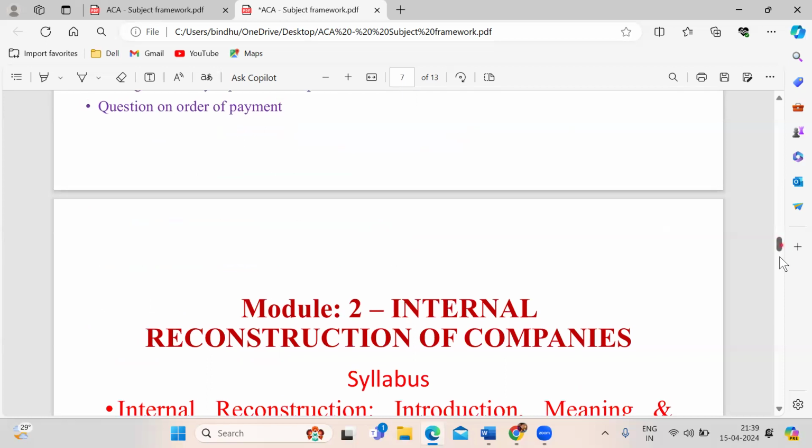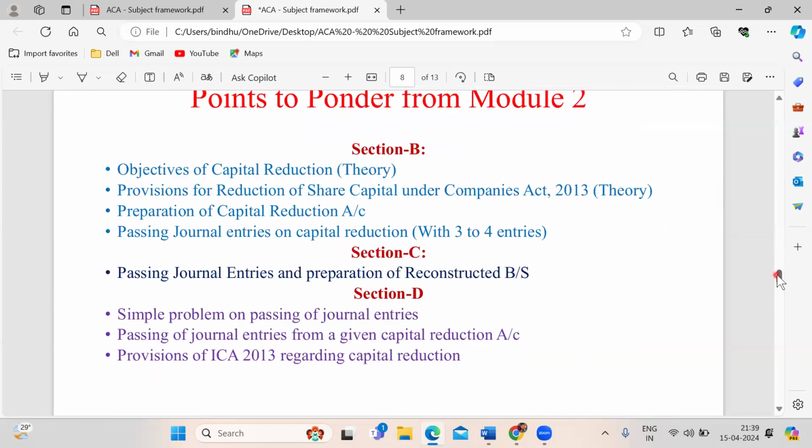And we have Section 2, internal reconstruction. In internal reconstruction also, they have given the blueprint for you. Section B, objectives may be raised in the question paper. Obviously, in the ACA, they are not going to raise any theoretical questions. They will concentrate purely on practicals. When it comes to practicals, they have given preparation of capital redemption account.